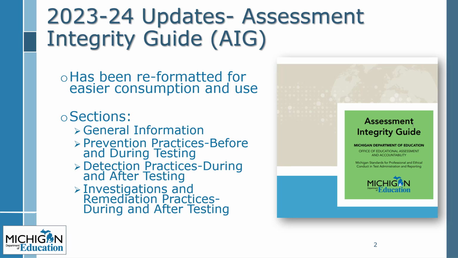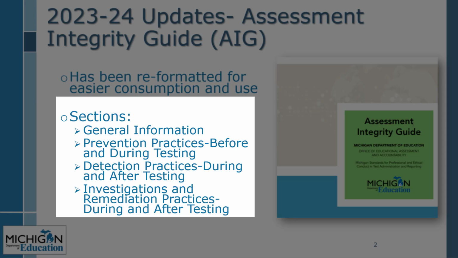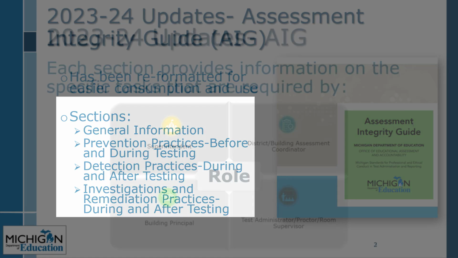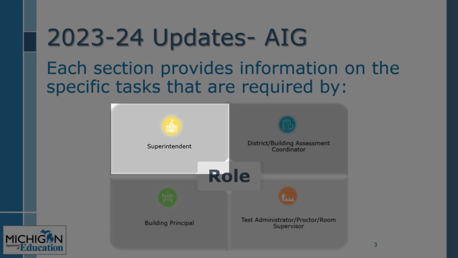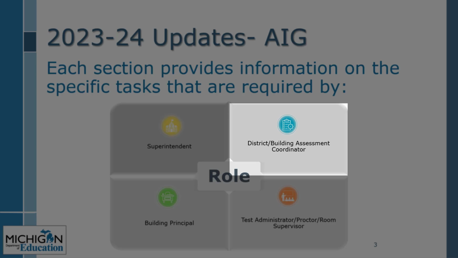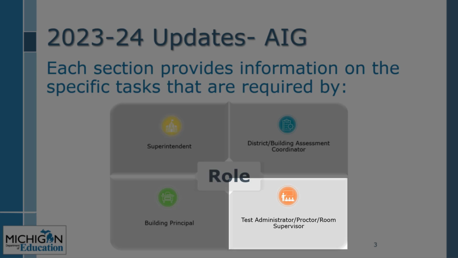The first update is that the Assessment Integrity Guide, AIG, has been reformatted for easier consumption and use. The document is now broken down into the sections of general information, prevention practices before and during testing, detection practices during and after testing, and investigations and remediation practices during and after testing. Within each new section of the AIG, information is now broken down to specific tasks that are required by the superintendent, district and building assessment coordinators, building principals, and test administrators, proctors, and room supervisors.